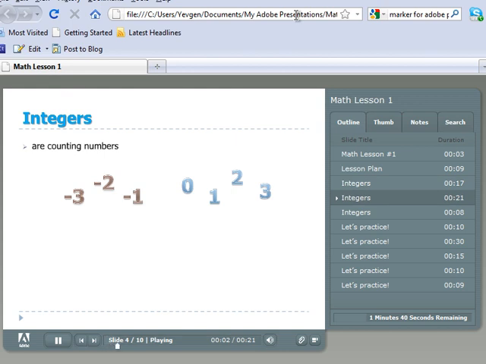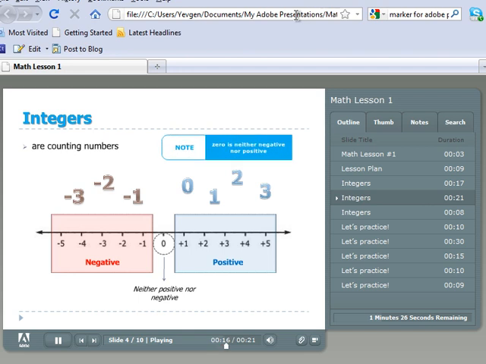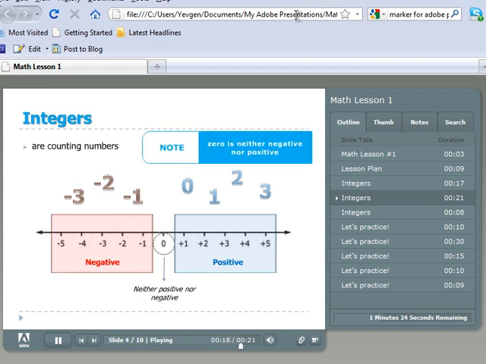All numbers, not only integers but other numbers as well, are divided into positive and negative numbers. The only number that is neither positive nor negative is 0. On the real number line, the positive numbers are all to the right of 0 and the negative numbers are all to the left of 0. Remember that 0 is neither negative nor positive.